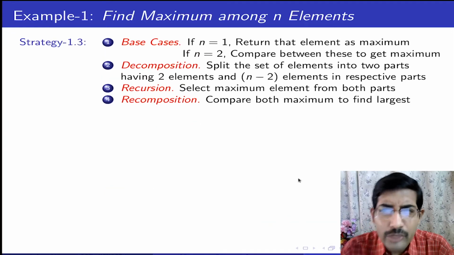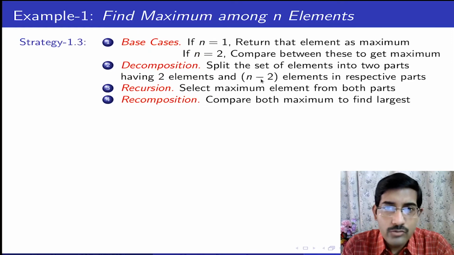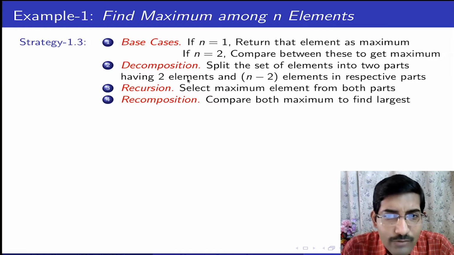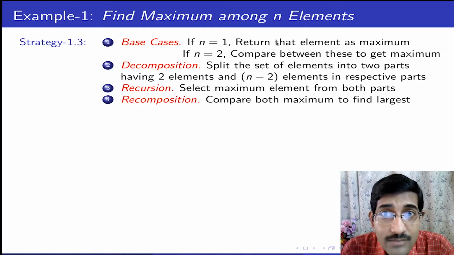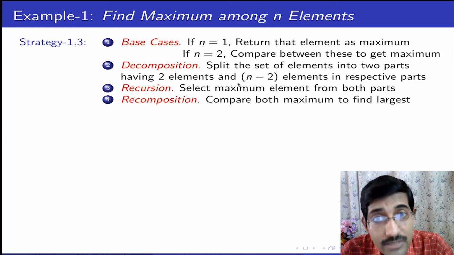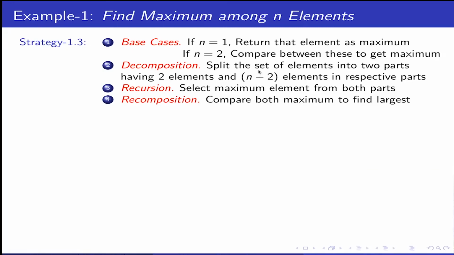Let us see another variant of the strategy. Instead of splitting off one element, I split off 2 elements and the rest n minus 2. Why am I changing it from 1 to 2? Because my base case with one element gives no comparison, but 2 elements give one comparison. There will be a slight change in the recurrence as well. So instead of a 1 and n minus 1 partition, here I have a 2 and n minus 2 partition. And we do the rest of the recursive calls and the recomposition similarly.